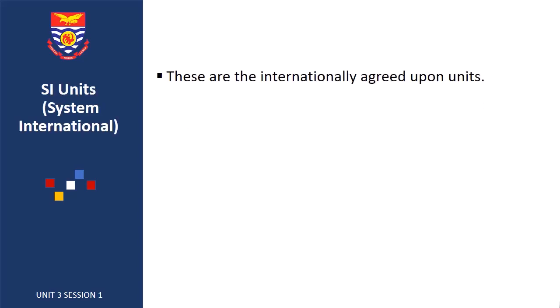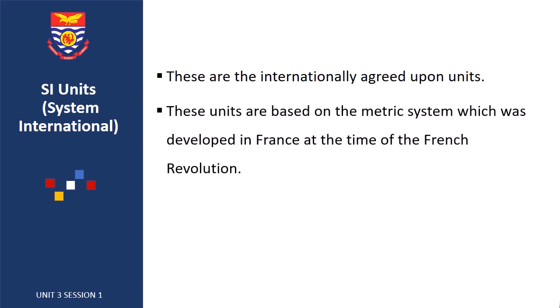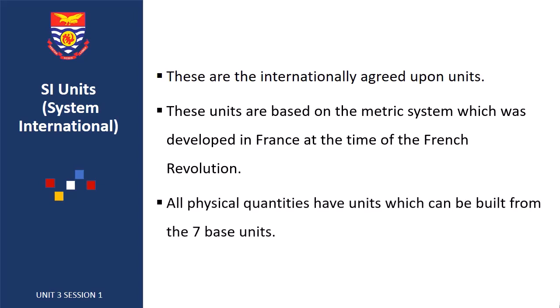So, let's look at the SI unit, or the meter, kilogram, second unit. This is also referred to as the Système International. These are the internationally agreed upon units. It means they are the units that are accepted everywhere. And these units are based on the metric system, which was developed in France at the time of the French Revolution. And all physical quantities have units which can be built from the 7 base units.